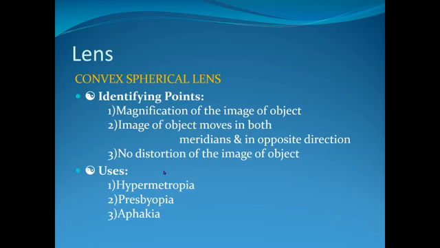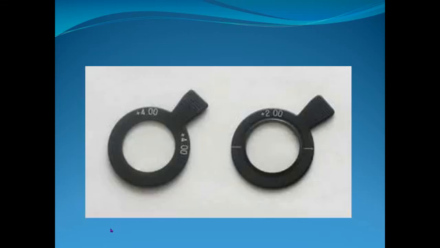It is also important in the written examination. Some examiners ask, what are the uses of a convex lens? Hypermetropia, presbyopia, and aphakia. In case of aphakia, need plus 10 diopter for distance and plus 13 for near. So this is the convex lens.